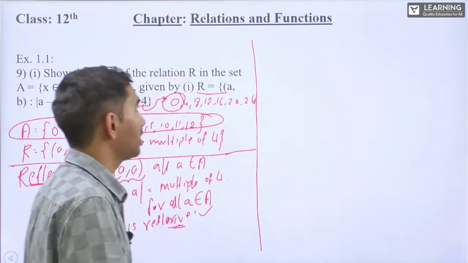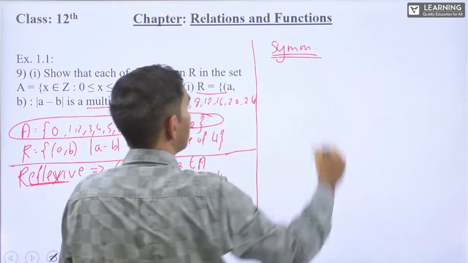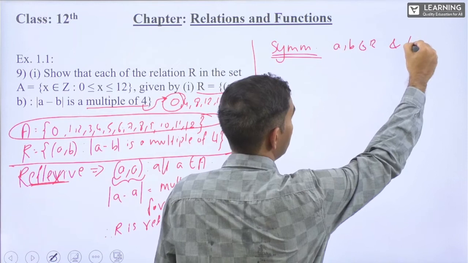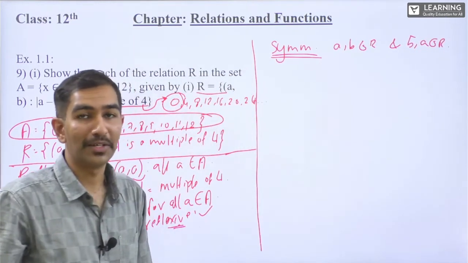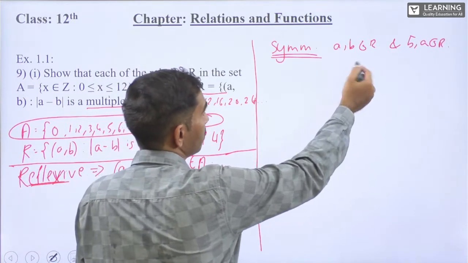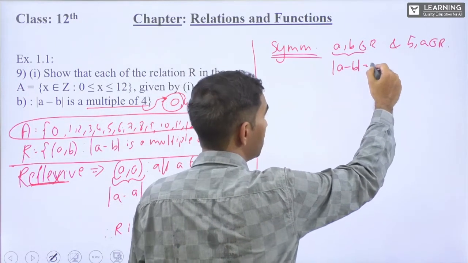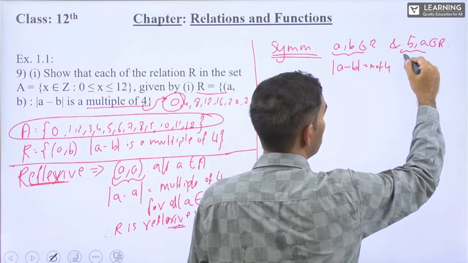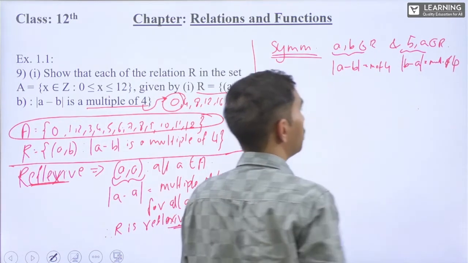Next we'll be proving symmetric. Symmetric, how do we prove it? If (A, B) belongs to R and (B, A) also belongs to R, then we can call it a symmetric relation. So for example, here we will take (A, B) again. So it can be written as mod of A minus B. This must be a multiple of 4. Similarly here for (B, A), what can we write? Mod of B minus A, which is also equal to a multiple of 4.